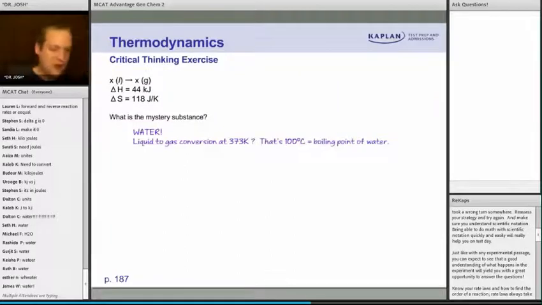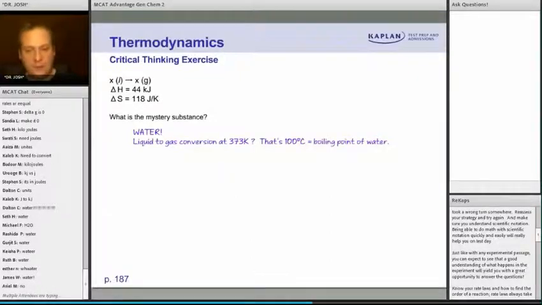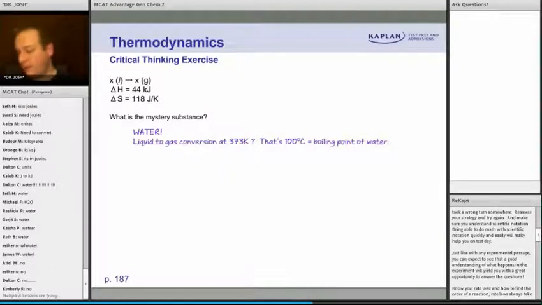What is this mystery substance that goes from gas to liquid at 373 Kelvin or at 100 degrees Celsius? And there it is. It's got to be water, because we know the boiling point of water. That's it, point blank.